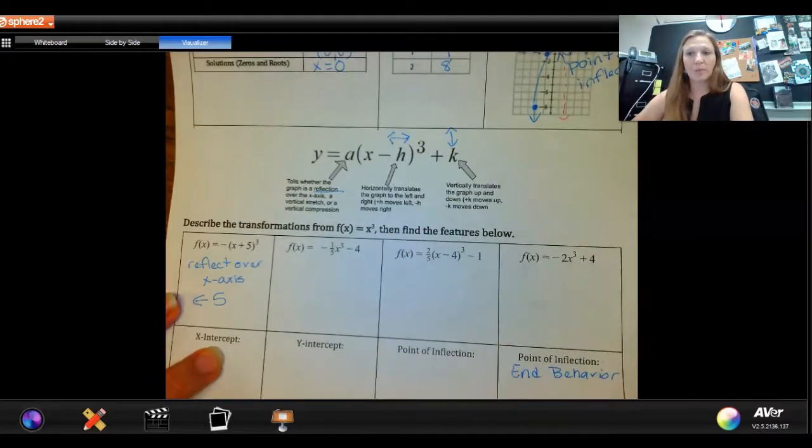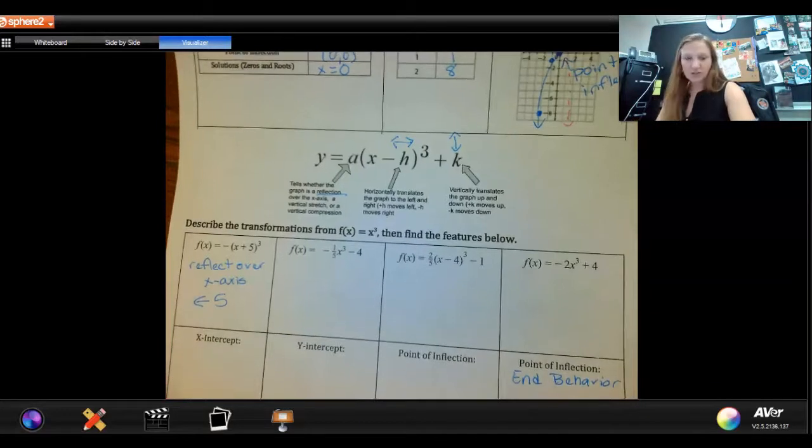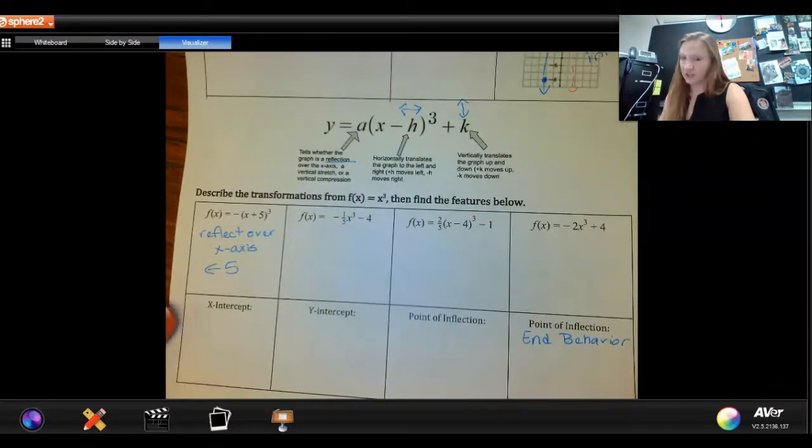The completed notes will be posted on Canvas, so you can go ahead and practice these transformations on your own and then check the key to be able to see if you got them right. But let's go down to the bottom here and talk about some of these other features.